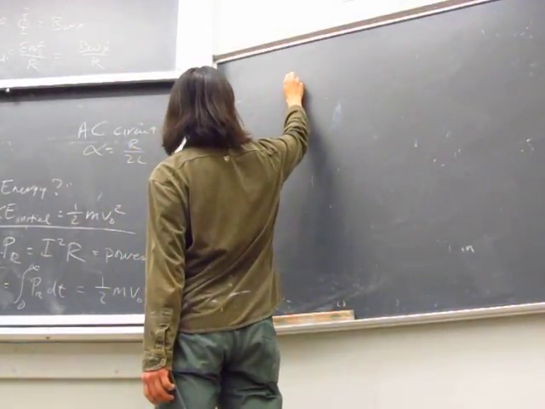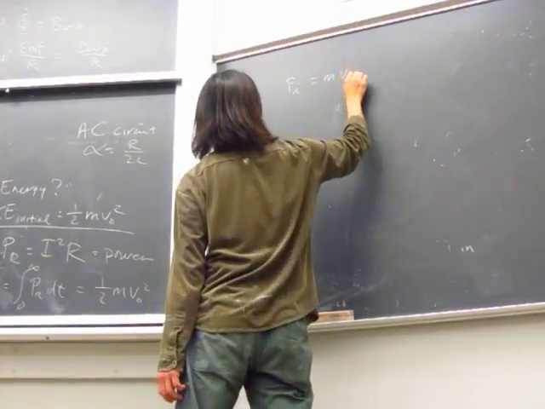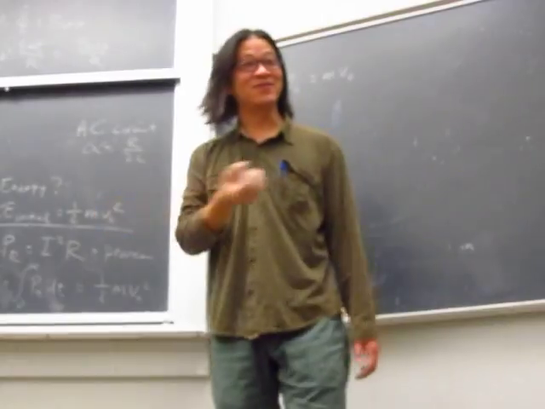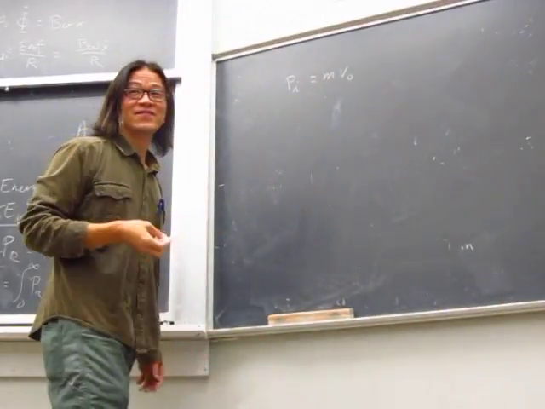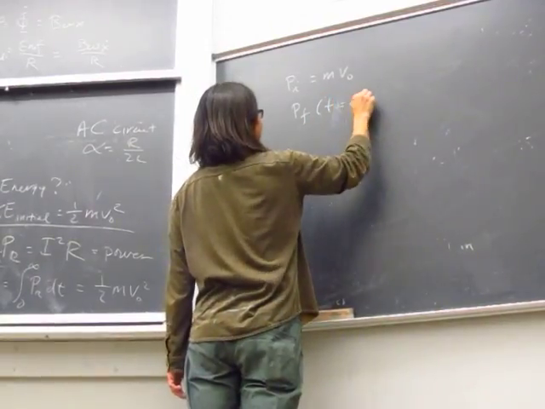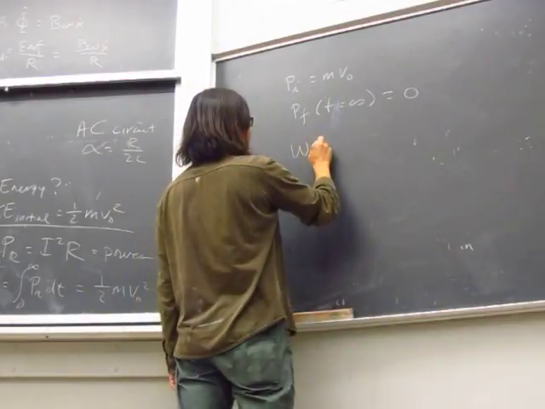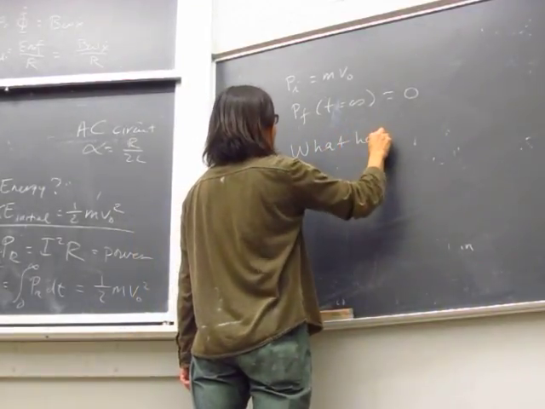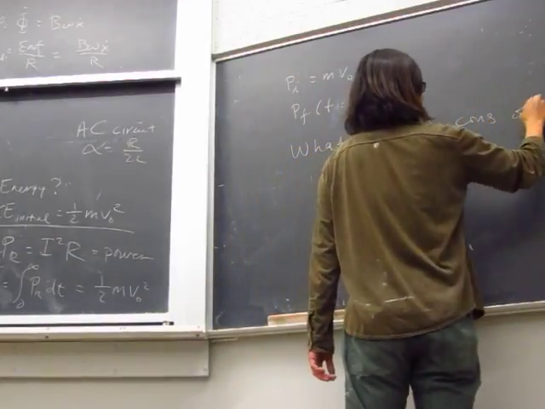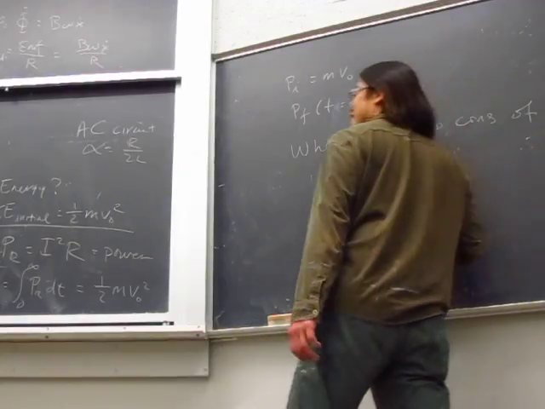But initially, there is a momentum. The initial momentum is m v naught, right? And at the end of the day, there is no more momentum, at time equal to infinity. What happened to conservation of momentum? That's the first question. I'm going to move on.